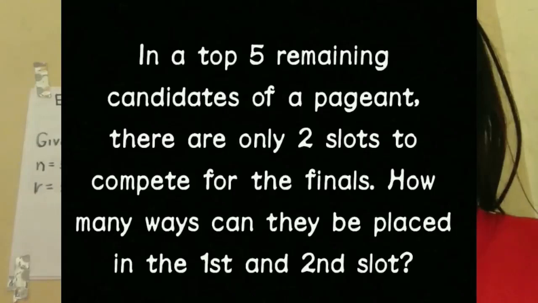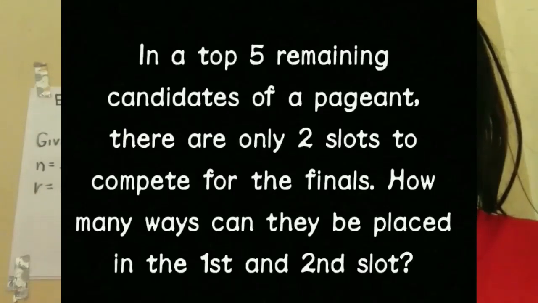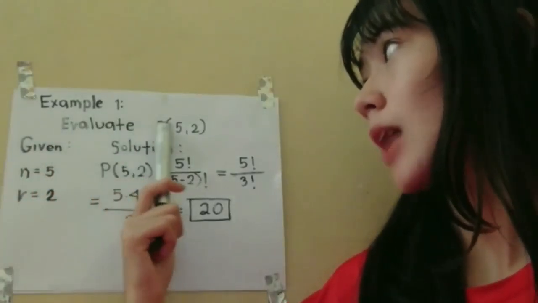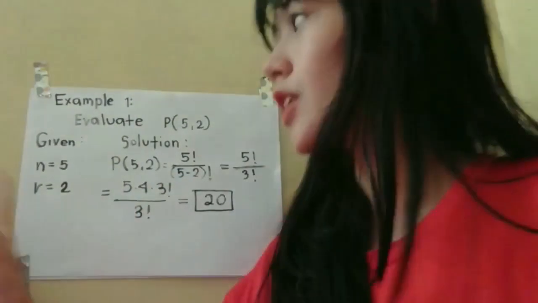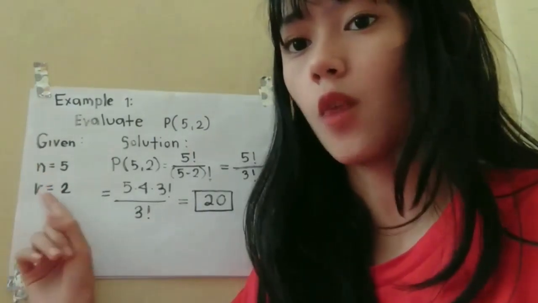Next example: the top 5 remaining candidates of a pageant. There are only 2 slots to complete for the finals. How many ways can they be placed in the first and second slot? The first example is to evaluate permutation of 5 objects taken 2 at a time. The given is n equals 5 and the value of r is equal to 2.